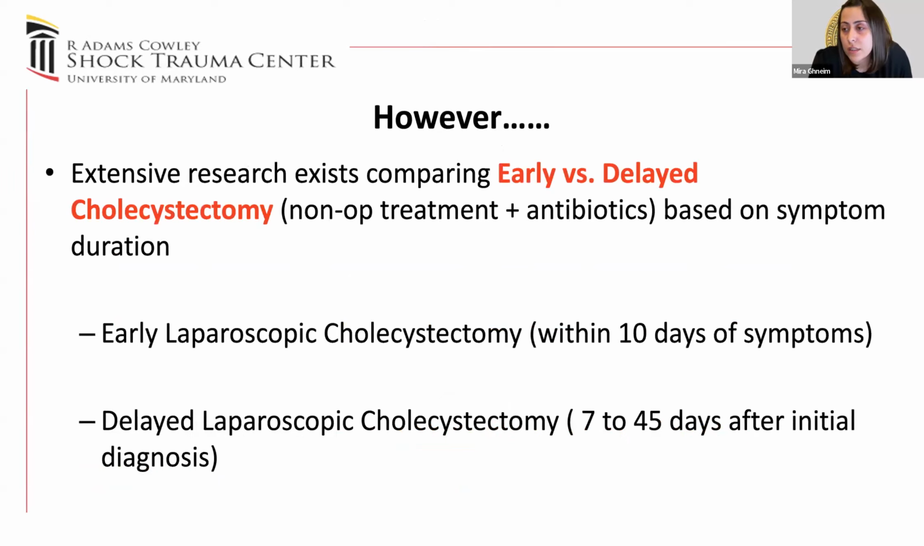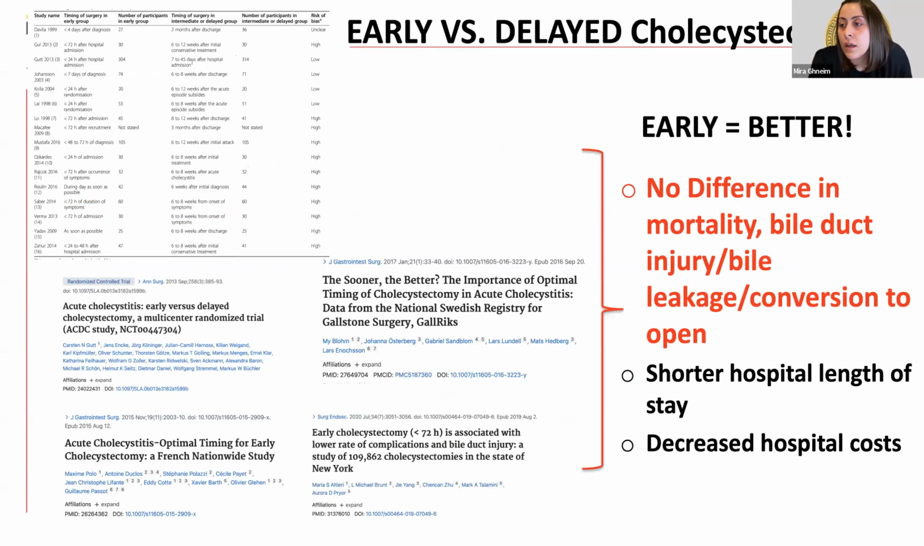However, a lot of studies have looked at early versus delayed cholecystectomy, which actually compares having a chole versus just being treated with antibiotics based on symptoms. These studies are very well designed, including an RCT and a very large meta-analysis that showed that having a cholecystectomy earlier is better in terms of all the things that we're worried about. So less mortality, there's no difference in bile duct injury, there's no difference in bile leakage. And while some consider converting to open a failure, there's no difference in converting to open. And the patients have a shorter hospital length of stay and decreased hospital costs.